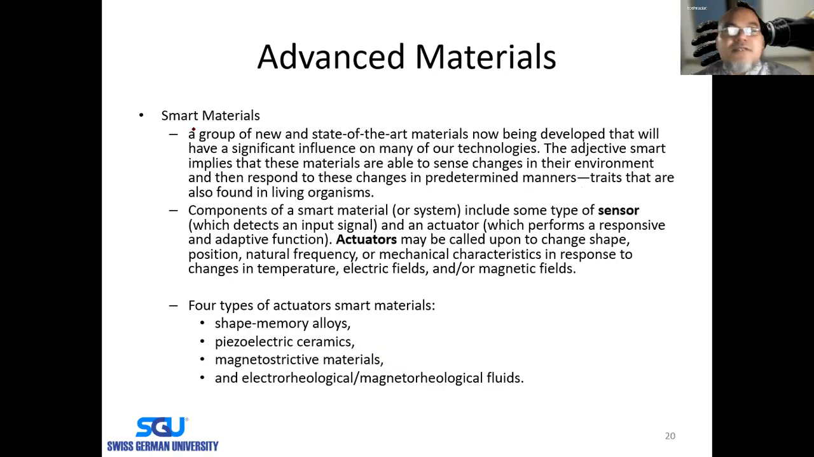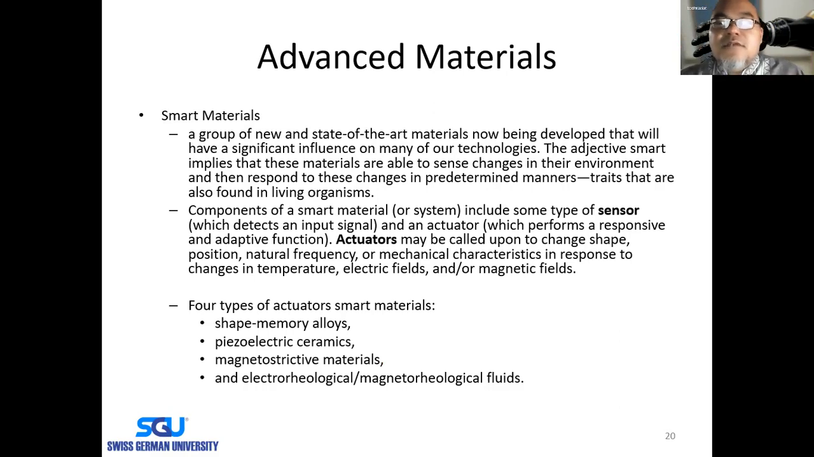Then there is also a new class of materials called smart materials. This is a group of new and state-of-the-art materials now being developed that will have a significant influence on many of our technologies. Why? Because they are usually responsive to information. In sensor and measurement, you are learning about information and how it is transformed from one domain to another, right? Until recently, most materials were used just for their structure, as I mentioned earlier: processing, structure, property or characteristic, and then performance. But then people started to develop smart materials that can also transform or convert information from one domain to another.